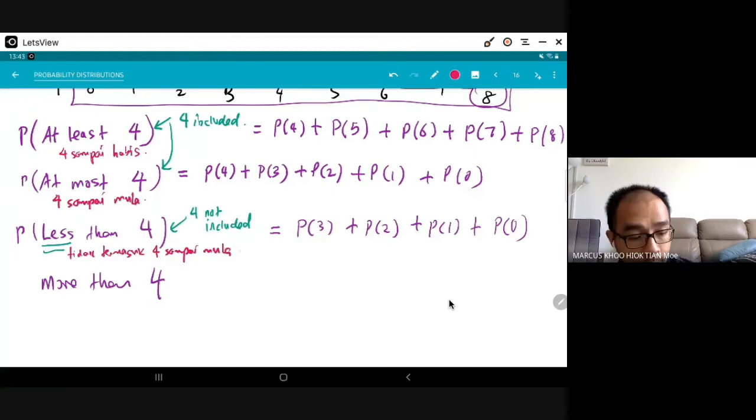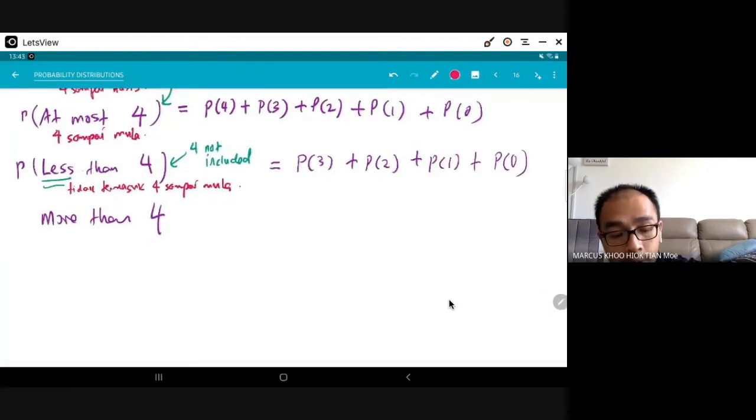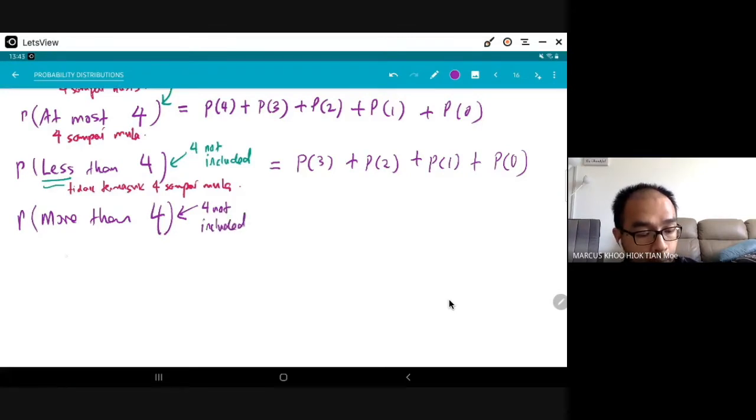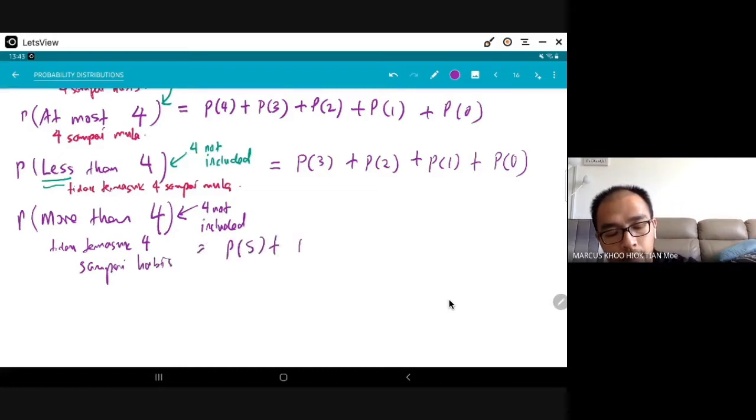And in the same way, the probability of more than 4 will also not include 4. Okay, that means tidak termasuk 4 sampai habis. That means P5 plus P6 plus P7 plus P8.